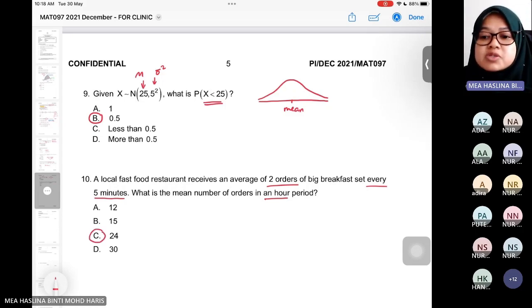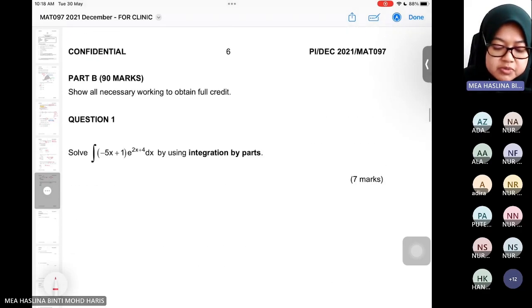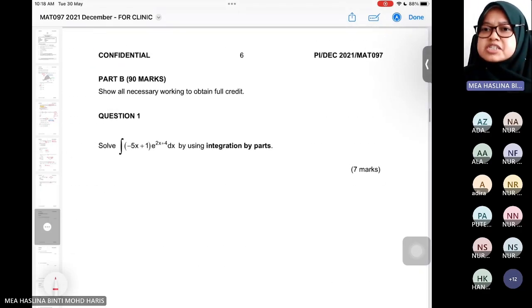So far so good, everyone? Okay, yeah. Good. Alhamdulillah. Okay, moving on, we look at question number 1.